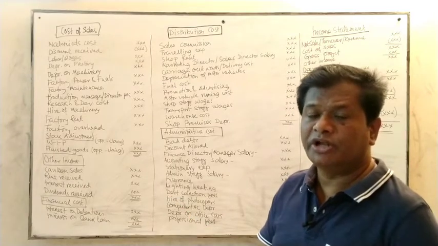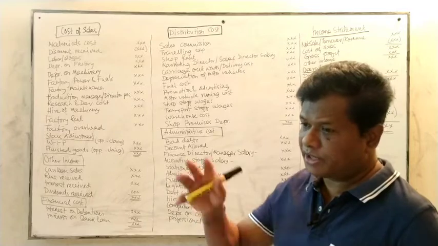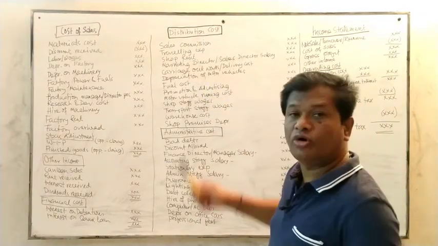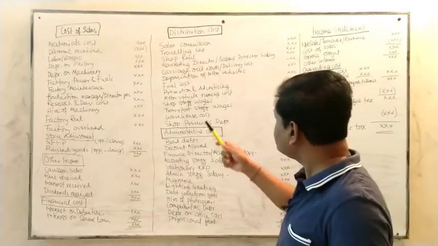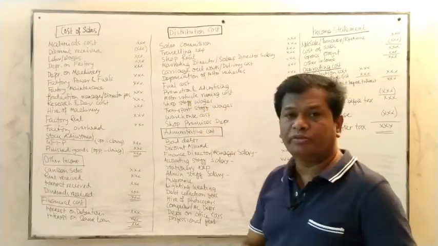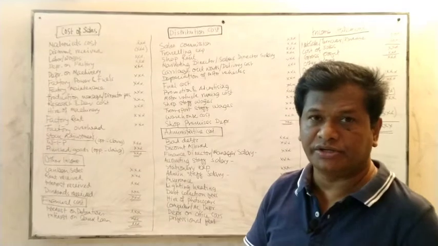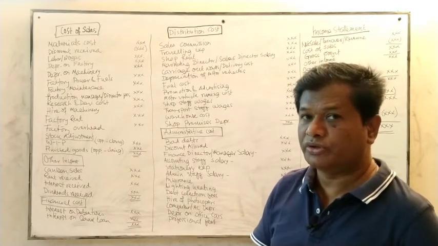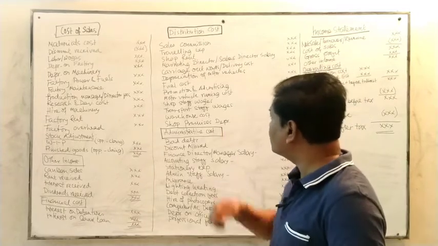Whatever the fleet of vehicles you have, the vehicles' depreciation must be there. So this is the depreciation of motor vehicles. Then the fuel cost. Whenever the motor vehicles are operated, the fuel obviously has to be used, and that cost is the fuel cost.